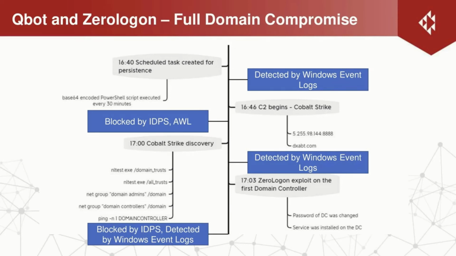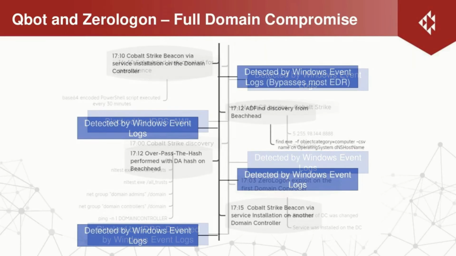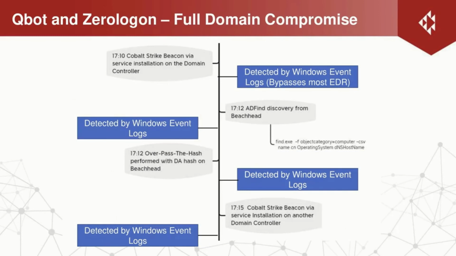C2 begins, so this is reaching out to those C2 servers, again blocked by IDPS and AWL. Then we have that Qbot Strike discovery process. It's using, again, some net commands to work out where the domain controller is, again detected by event logs, and the Zerologon exploit, which is blocked by those IDPS rules. Then we have that beacon reaching out to the outside world, again detected by Windows event logs, and this bypasses most EDR through it being deployed or injected into the Explorer.exe process.